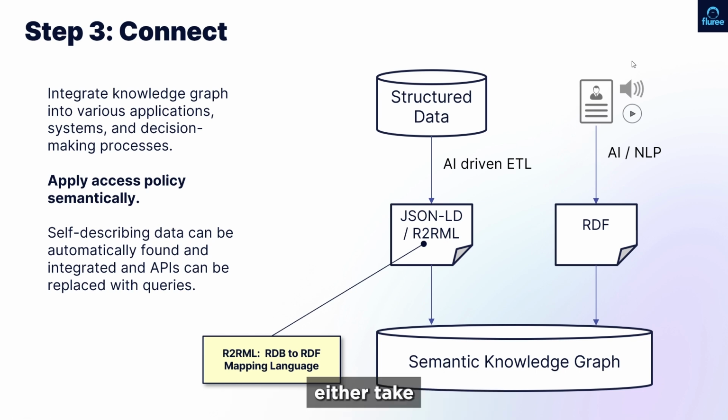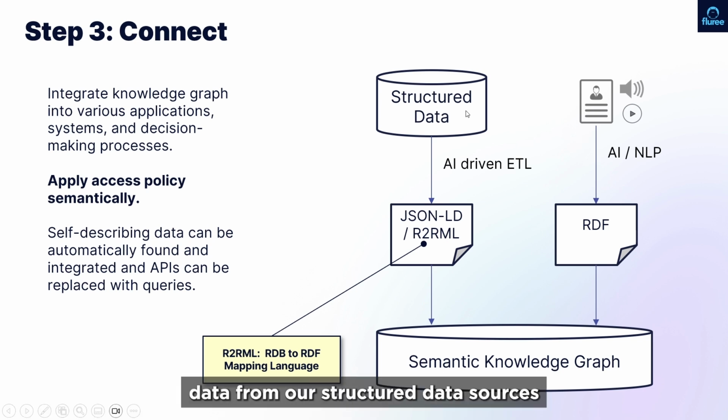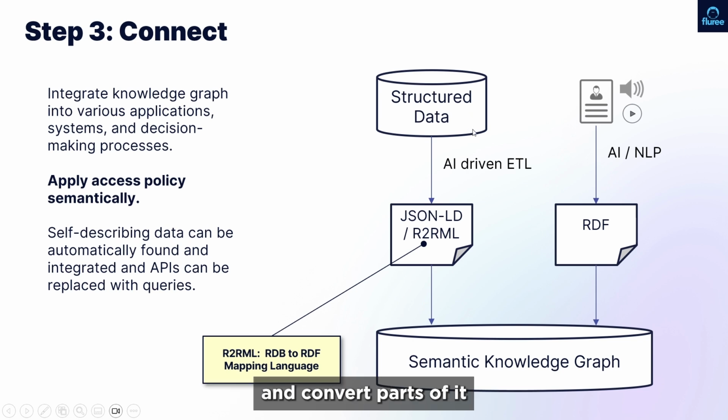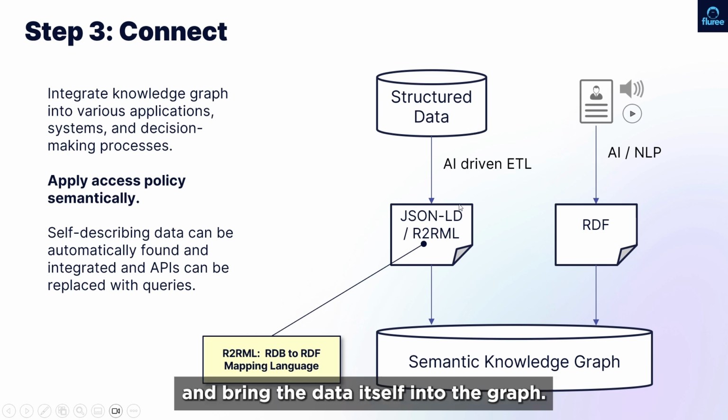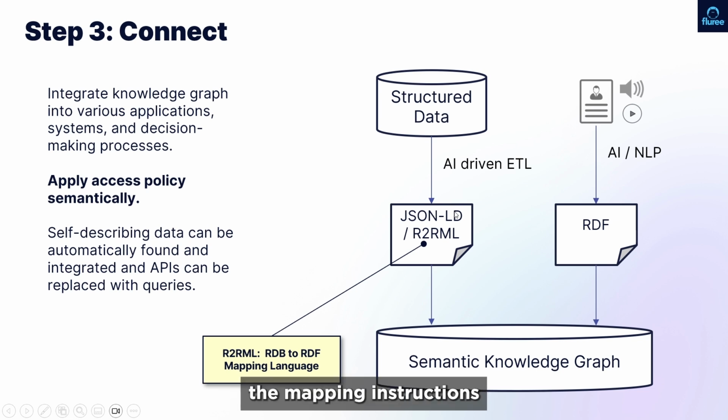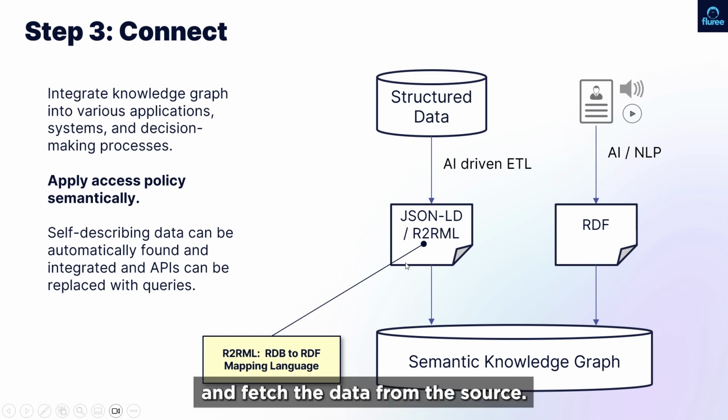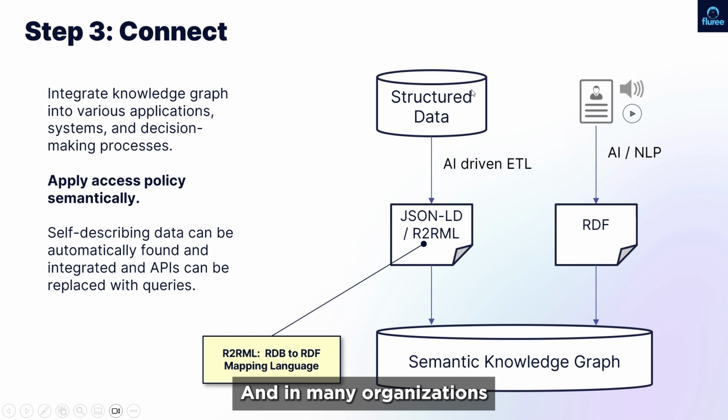So what we can do is either take data from our structured data sources and convert parts of it and bring the data itself into the graph. Or we can just take the mapping instructions and the mapping logic and bring the mapping logic into the graph. And then when we ask a question in our knowledge graph, we can either have the answers natively in it, or we can have the instructions for how to go and fetch the data from the source. And in many organizations, there's going to be a mix of, in some cases, just bring the metadata in and use the mappings. In some cases, bring all of the data in. We're going to go through some of those examples before we finish our discussion.